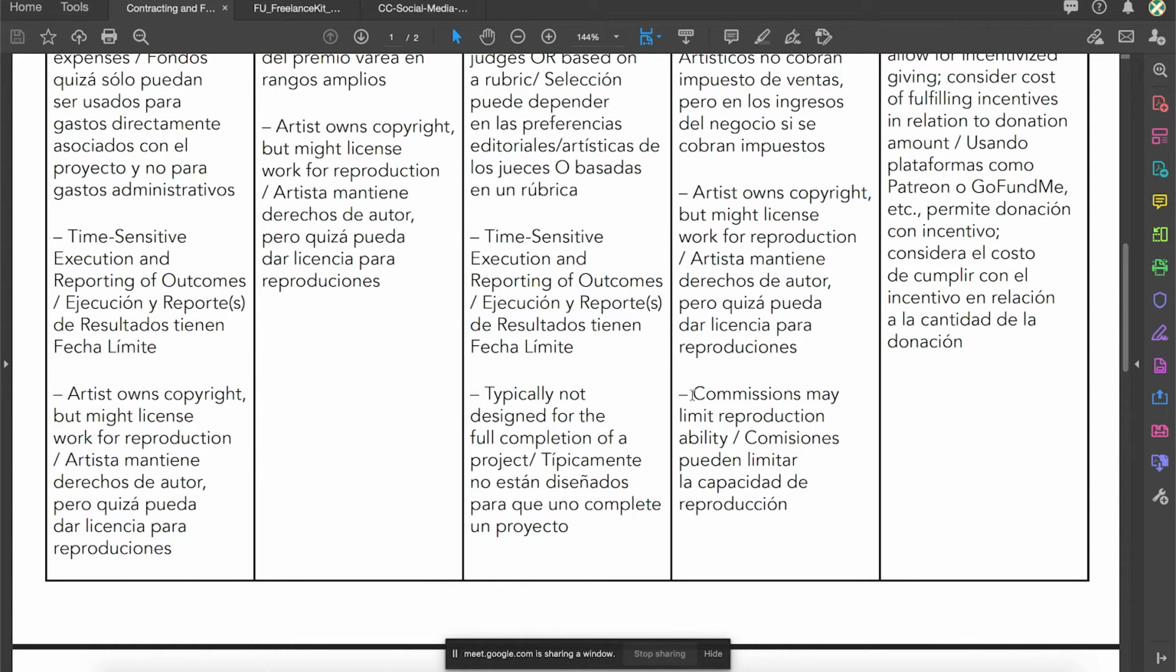But one thing to remember is that commissions might also limit your reproduction ability. A private collector might not want to see their privately commissioned work of art reproduced in a print or on a t-shirt or on a tote bag, so they might say, I'll commission you to do this, but just promise me that you'll never devalue, quote unquote, the worth of my original piece by creating reproductions of it. So that is something to keep in mind.